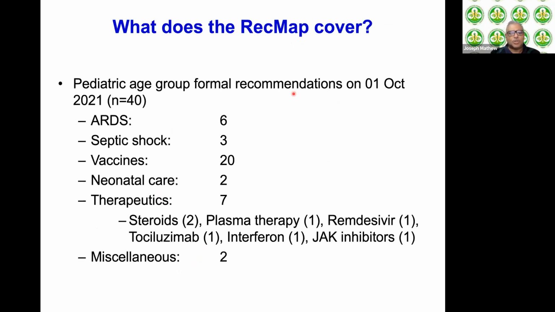As of 1st October 2021, we had 40 formal pediatric recommendations on the map. They covered a range of topics like this, mostly useful to clinicians. But 20 out of those 40 were related to vaccines. Our country didn't have vaccination for the pediatric age group at that time, so these didn't help us. The rest of them looked like this.